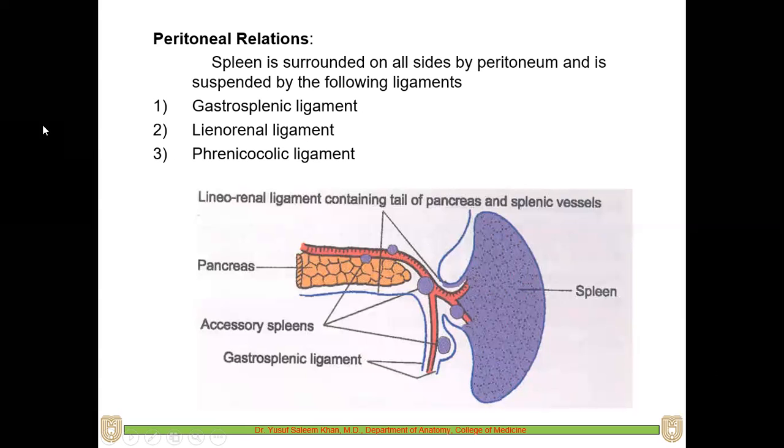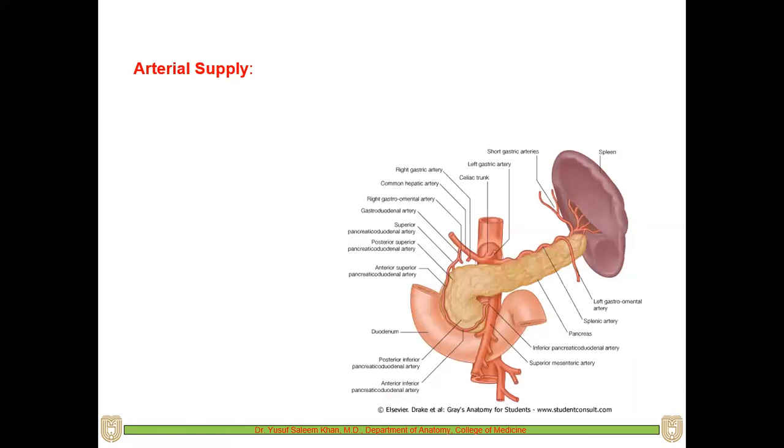Then there is also a ligament between the spleen and the diaphragm. This is called the phrenicocolic ligament. All these ligaments hold the spleen in its position.